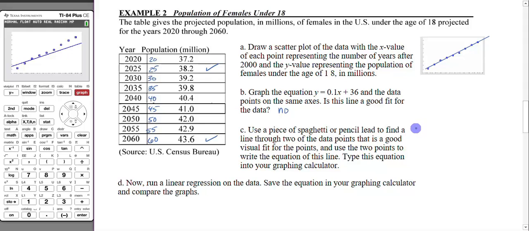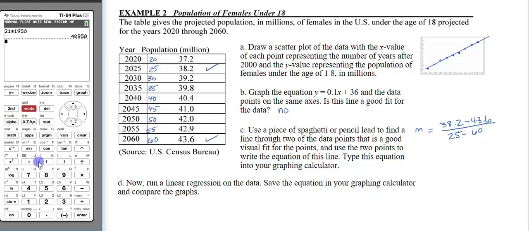So first I need to find my slope. Slope is 38.2 minus 43.6 over 25 minus 60. Go ahead and put that into your calculator. I have 38.2 minus 43.6, all being divided by 25 minus 60. Okay, double check to make sure you have no typos. And there is our slope.